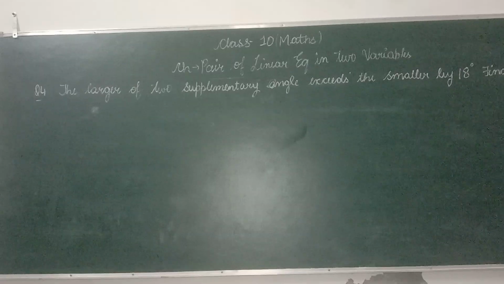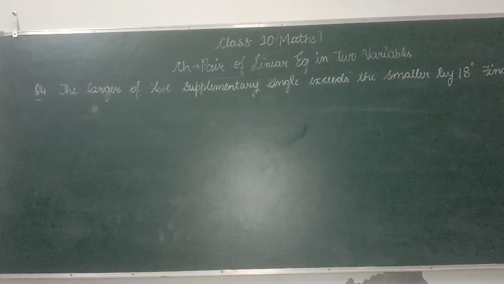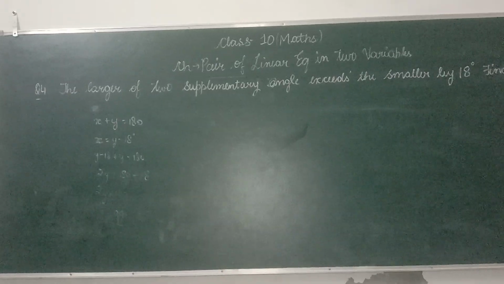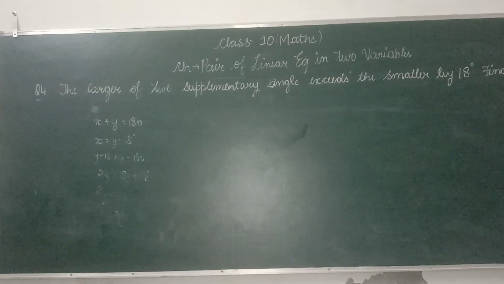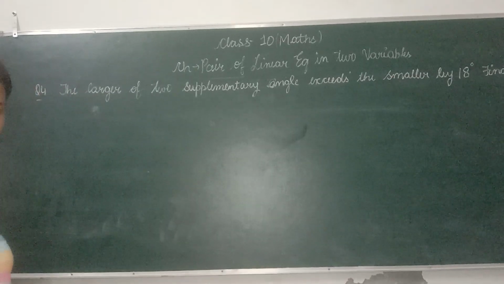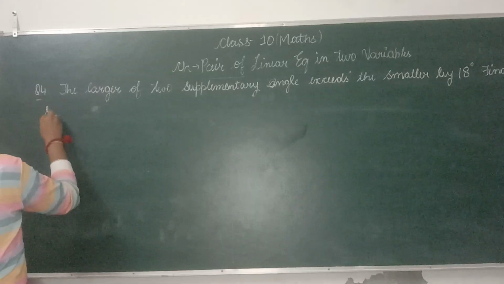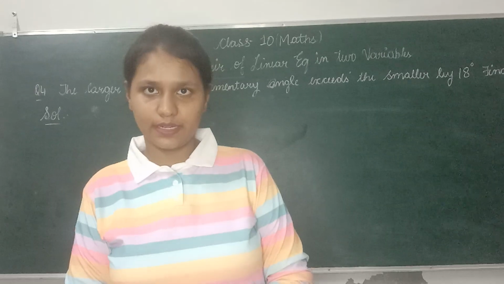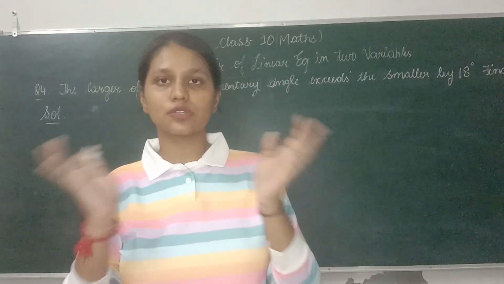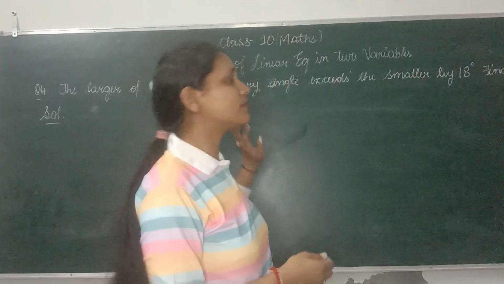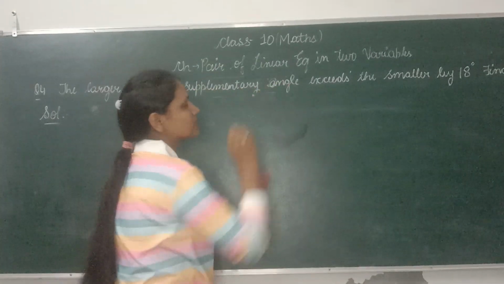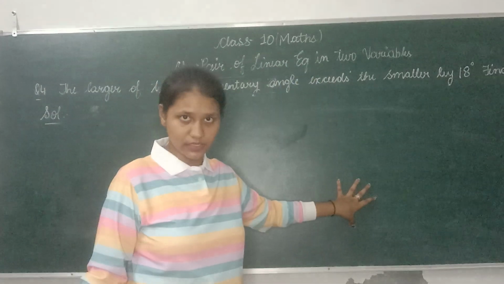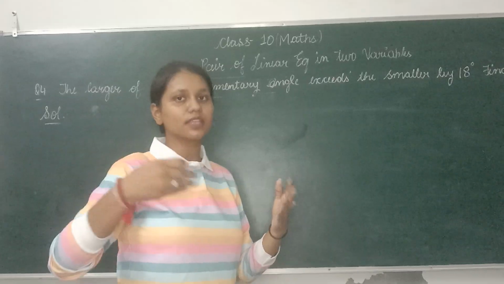So the next question is: the larger of two supplementary angles exceeds the smaller by 18 degrees, and find them. So in this question, the larger of the two supplementary angles exceeds the smaller by 18 degrees. So supplementary angles are those angles whose sum is equal to 180 degrees. There are two angles, sum of two angles is equal to the 180 degrees. So that are called the supplementary angles. And the question here is given the larger of two supplementary angles. Means one angle is larger and other is smaller.